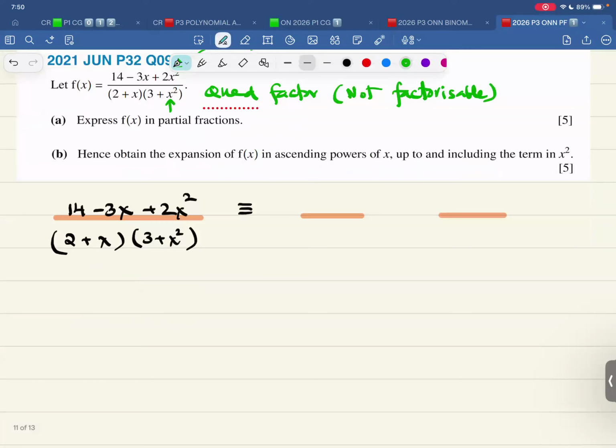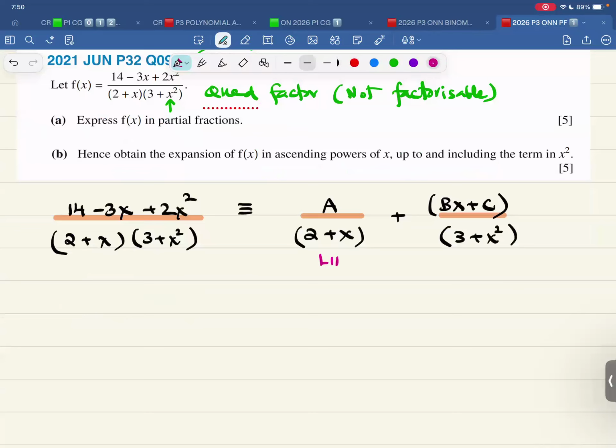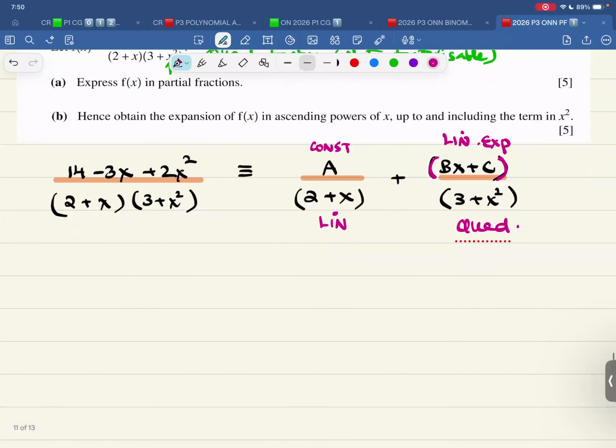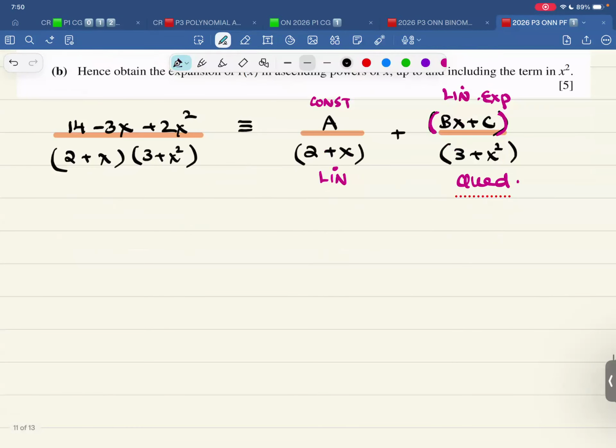Now, how do we write it? First of all, you will write 2 plus x in the denominator. You will write 3 plus x squared over here. You will write a positive sign over here. On top of the linear factor, we write A. On top of the quadratic factor, we write a linear expression, that is the standard. This is linear, this is constant. This is quadratic, this is a linear expression. That is how we write it, and we write it inside a bracket because when we take LCM, we don't want to commit any mistakes. Okay, so that's the strategy.